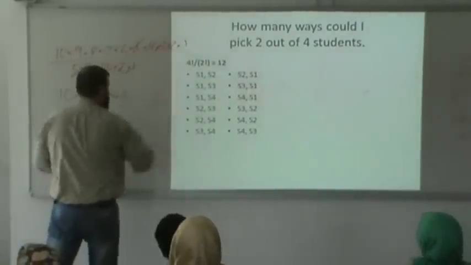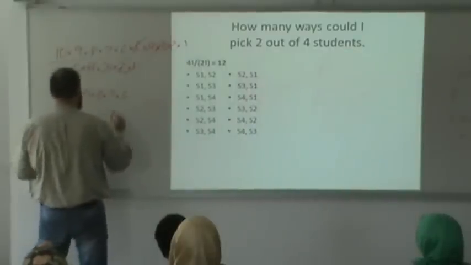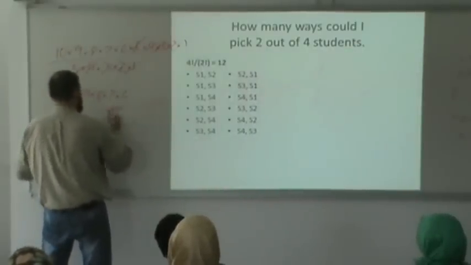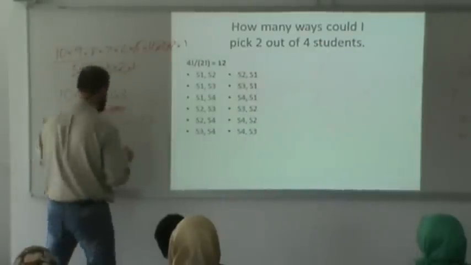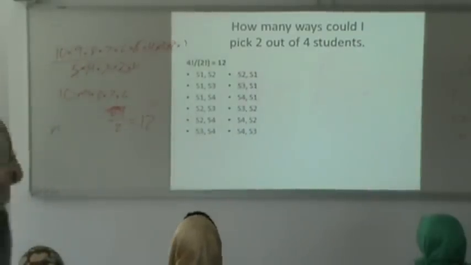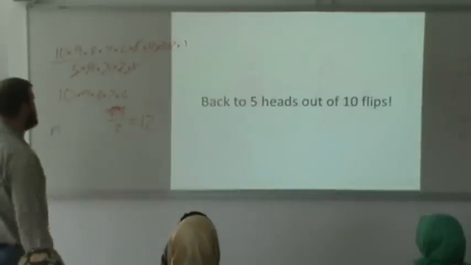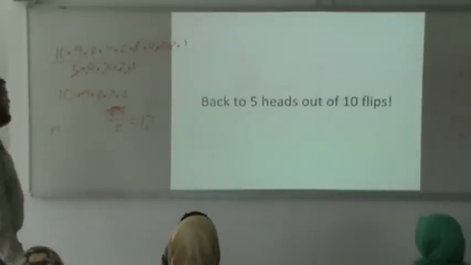So 4 factorial, this is 12 divided by 2. I'm sorry, 24 divided by 2 is equal to 12. So here are the 12 ways that I can pick 2 out of 4 students. This is an ordered combination, 2 out of 4.